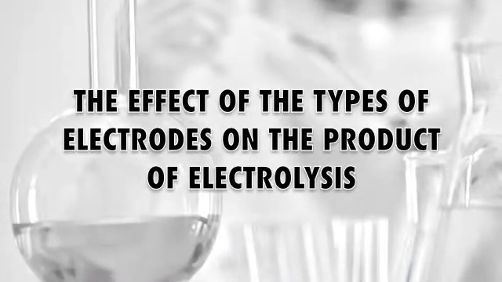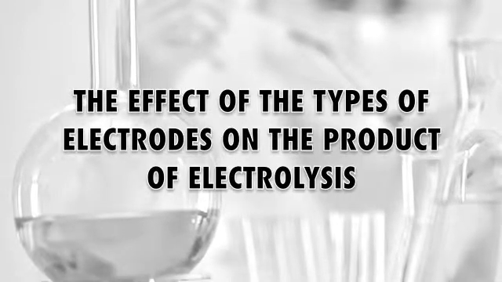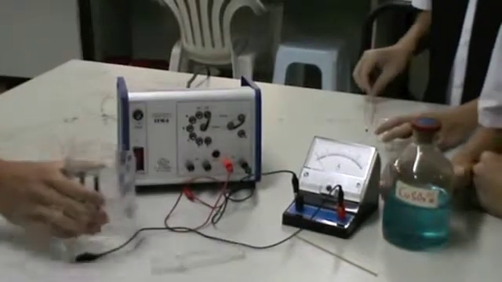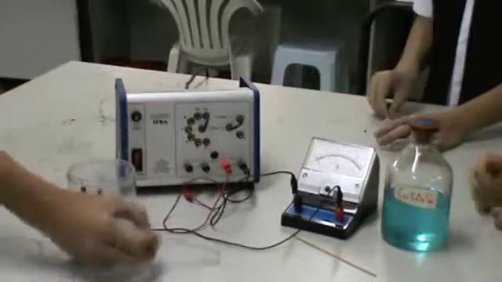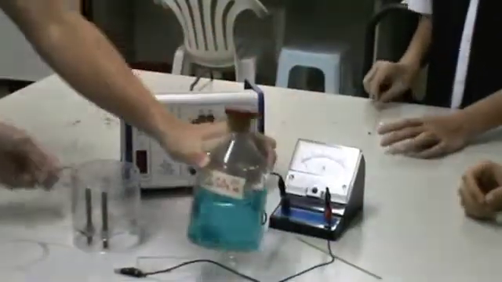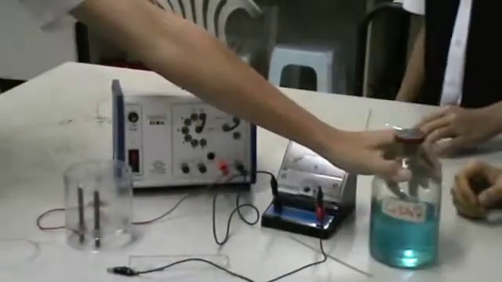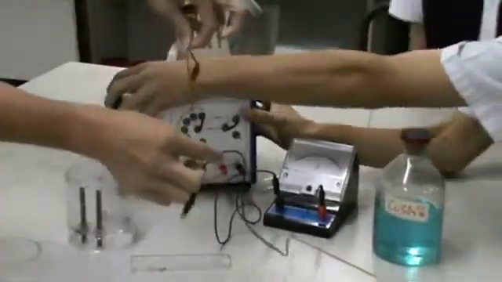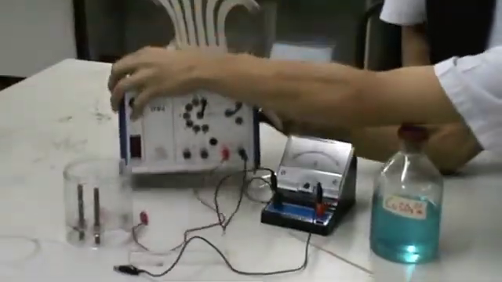Today we will talk about the effect of the type of electrodes on the product of electrolysis. The apparatus needed are an electrolytic cell, test tubes, ammeter, copper(II) sulfate solution, crocodile clips, and an electric source.